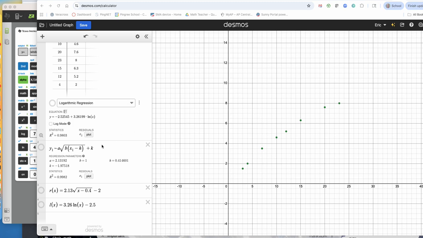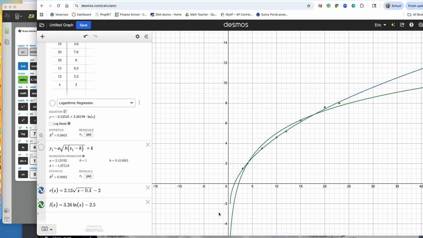Doesn't work that way. So here's a logarithmic model right there. That's a logarithmic model, and that's not too bad. And then here is the square root model, okay, and that's also not too bad. So you would sort of sensibly choose between one or the other. This one looks like it might fit the data better.